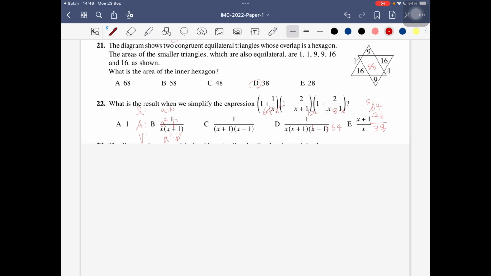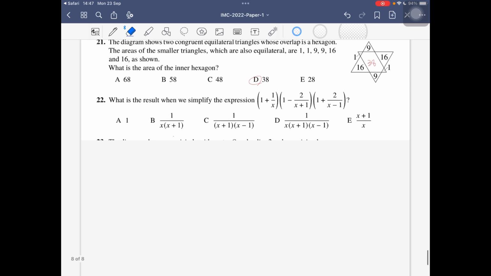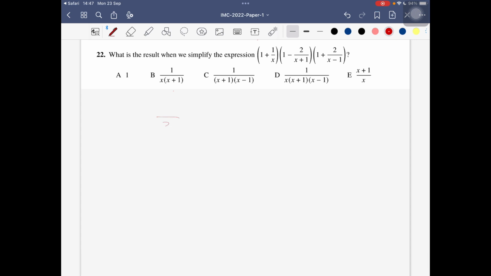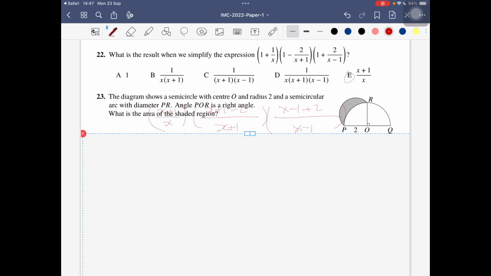And when we simplify this, what can it be? Let's make the common denominator on each factor, so like x plus 1, x plus 1, x plus 1 minus 2, x minus 1, x minus 1 plus 2, x plus 1 over x, x minus 1 over x plus 1, x plus 1 over x minus 1. So we can cancel out like this. We have only x plus 1 over x.